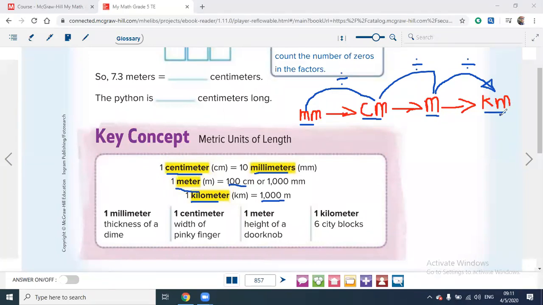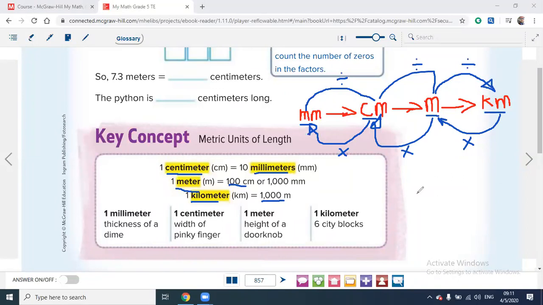From kilometer to meter, or from meter to centimeter, or from centimeter to millimeter, you have to multiply. Okay? Again, from large unit like kilometer to small unit like meter, you have to multiply.